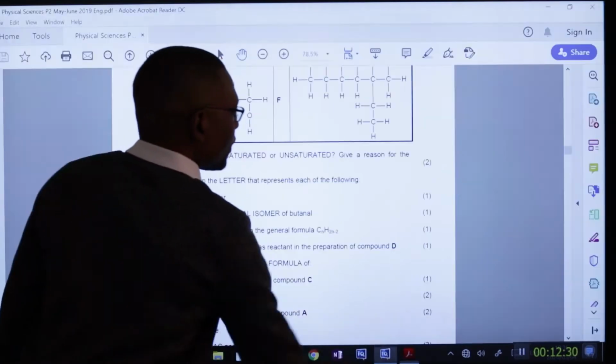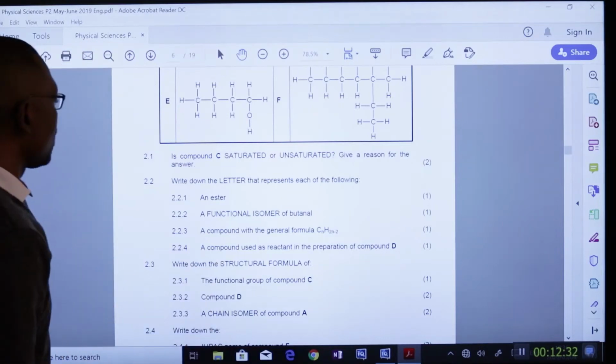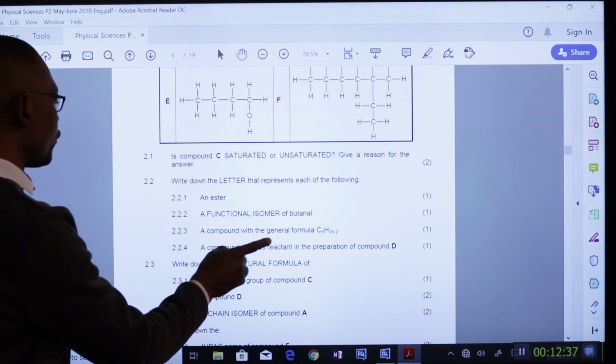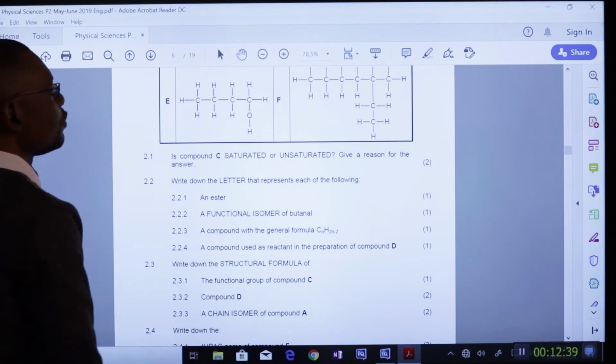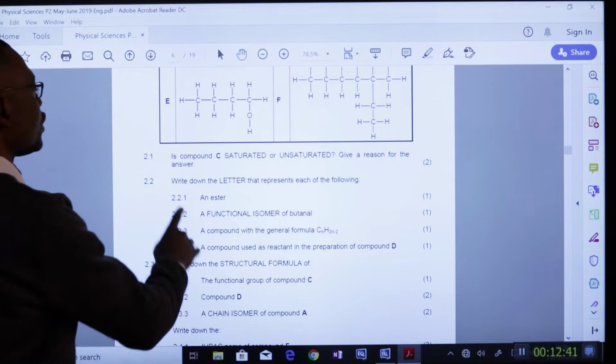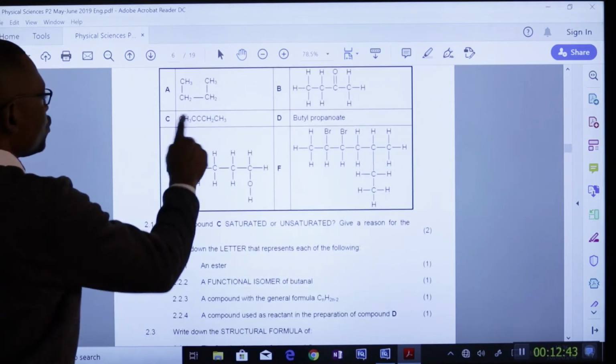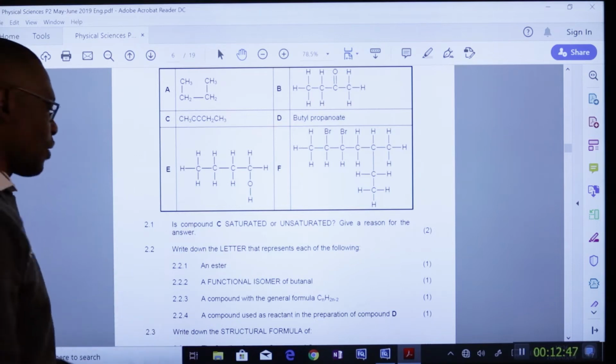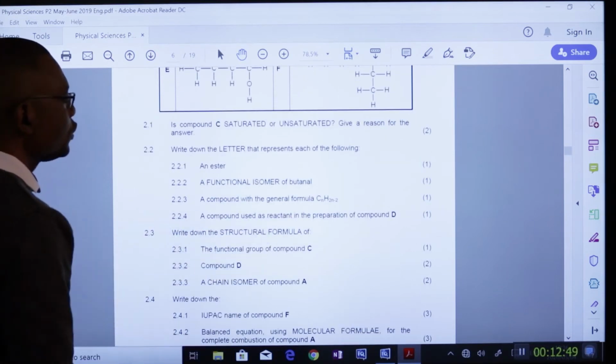Okay. So here we are. To answer this question, we're saying write down the letter that represents each of the following: a compound with the general formula CnH2n-2. So that will bring us back to C again, because this is where we've got a triple bond in an alkyne. Okay. For 1 mark.